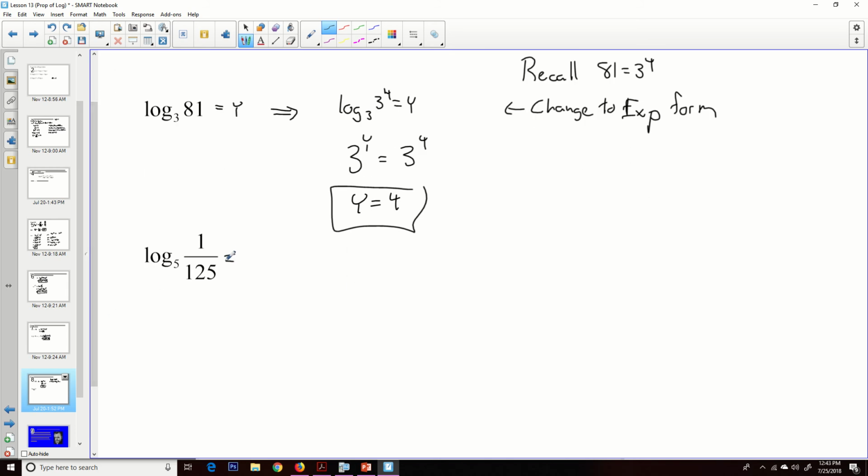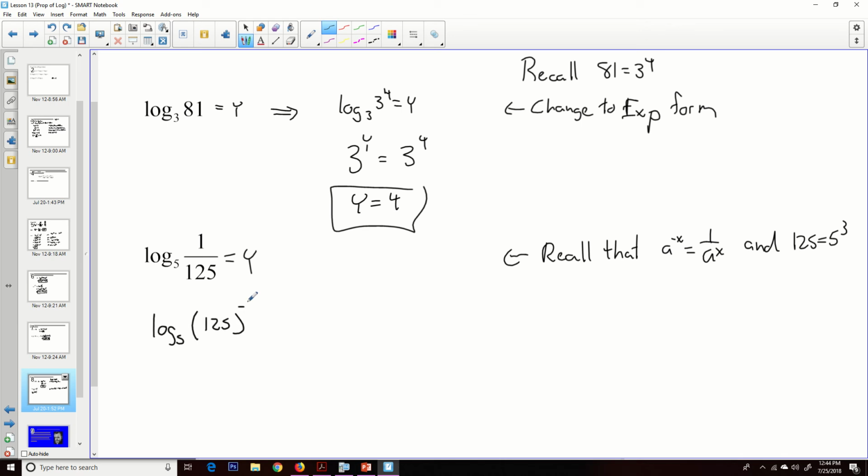Now for this one, we're going to do the same thing. We're going to set it equal to y just for a moment. But in this one, I'm going to say, recall that a to the negative x is equal to 1 over a to the positive x, and that 125 is 5 to the 3rd. Now, again, I have this base of 5. We're trying to evaluate some of this stuff without using a calculator. So the first thing I want to do is let's use that property and rewrite. So let's go log base 5 of 125 to the negative 1 equaling y.